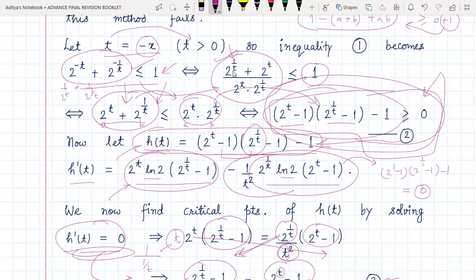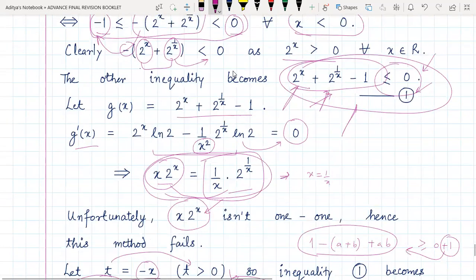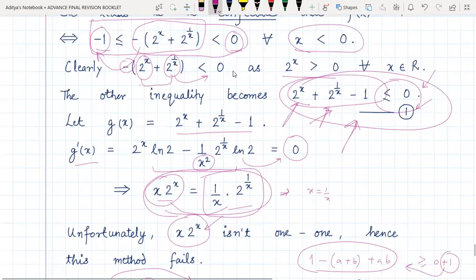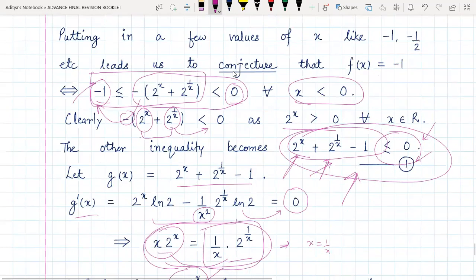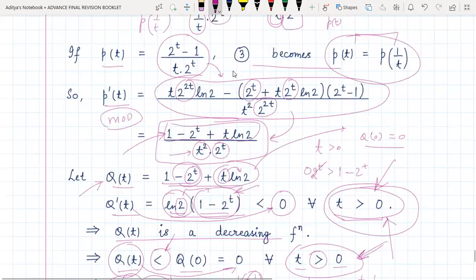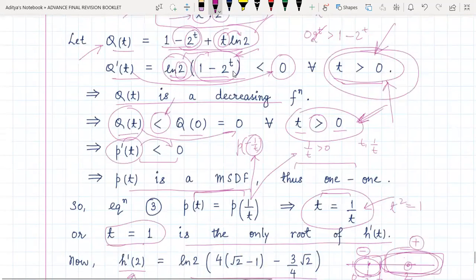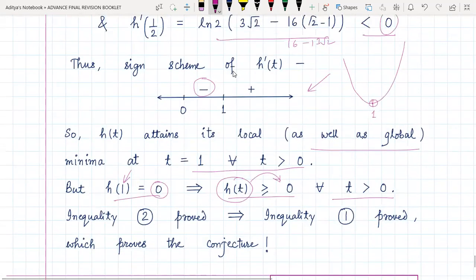This inequality we have proven because this is h of t greater than or equal to 0 only, right? So that's what we have proven. But this will be true if and only if inequality number 1 is true. And if this is true, that would imply that this original claim or conjecture was true. And thus we can say that since this quantity or the function inside the greatest integer always lies between -1 and 0, the greatest integer value would always be equal to -1. And thus we can say the conjecture is proven.